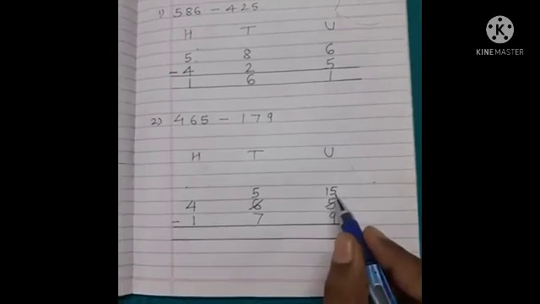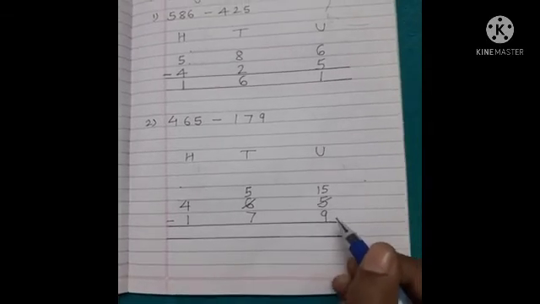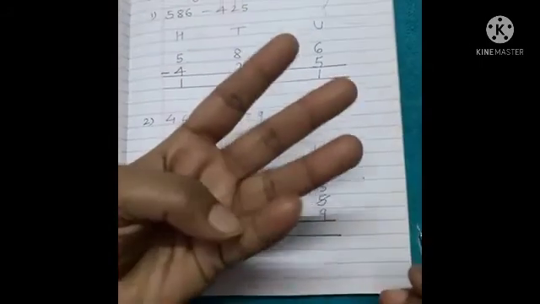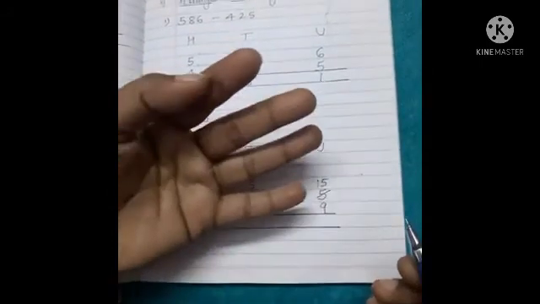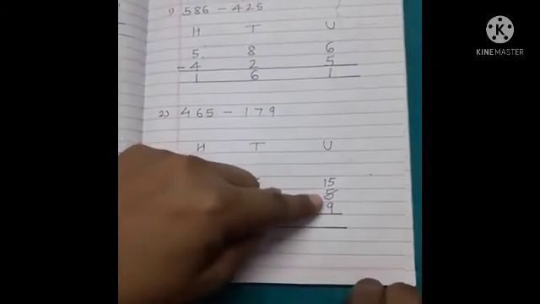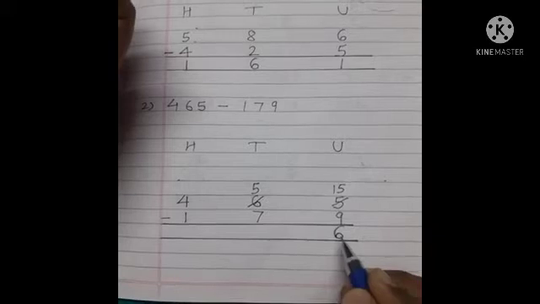Now we can subtract 15 minus 9. Yes. So how will you do this subtraction? You will count after 9. After 9, see, 10, 11, 12, 13, 14, 15. We'll stop here at 15 because 15 is the number given. So your answer is 6. This is the way to subtract.